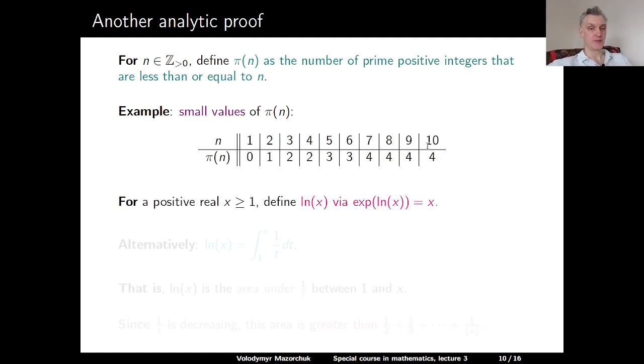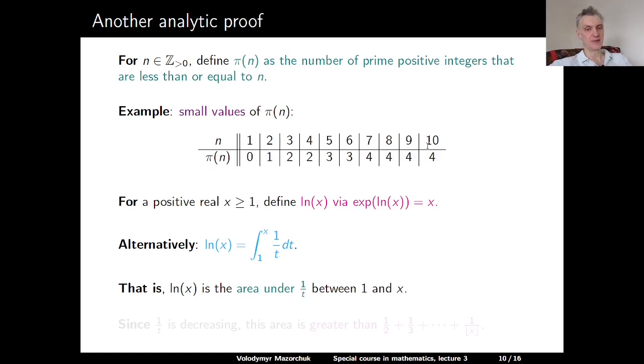So for a positive real number x, recall that the natural logarithm of x is defined as the solution of the following equation. So the exponent of the natural logarithm of x is equal to x. Alternatively, we can define the natural logarithm of x as the integral from 1 to x of the function 1 divided by t, dt. In other words, the definition via integral of a positive function is the area between the graph of this function and the x-axis. So the logarithm is the area under the graph of the function 1 divided by t between 1 and x.